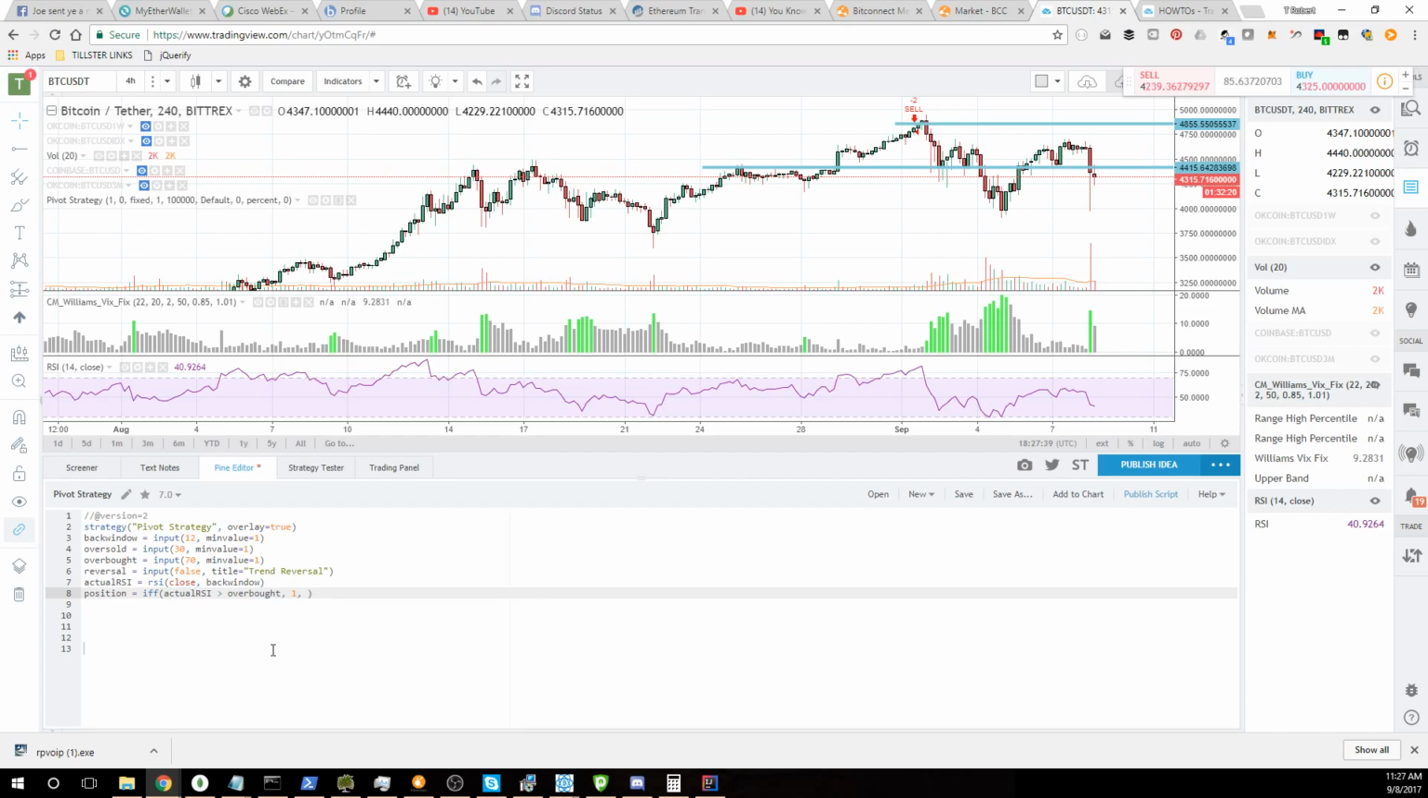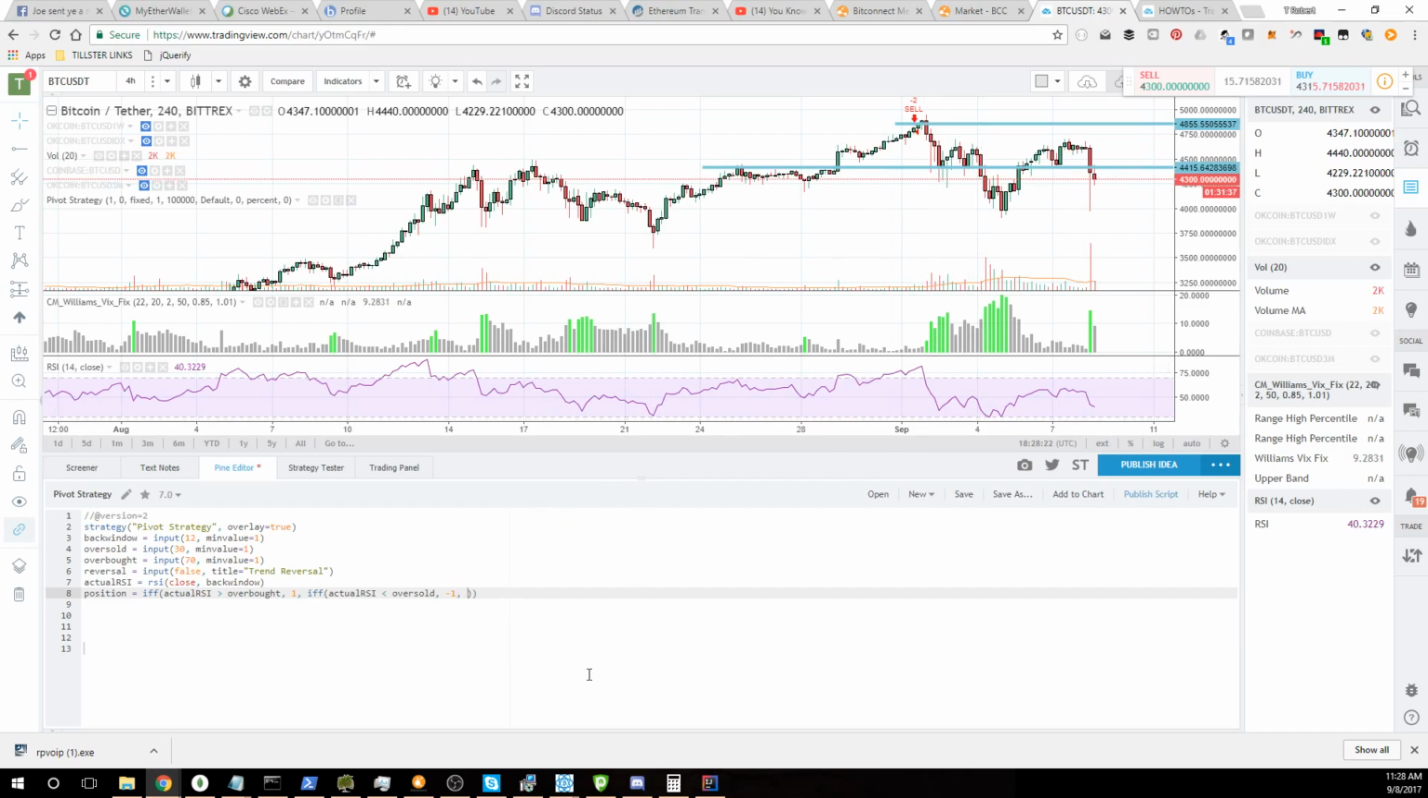If that is not true, then we need another condition, because the possibility is that instead of going above, it could be going below. So let's do that. We're going to do iff again, and the condition is actual RSI is less than oversold, like we were saying. If it's less than oversold, then we want to go -1. We want to go +1 if it's moving above. We want to go -1 if it's moving below.